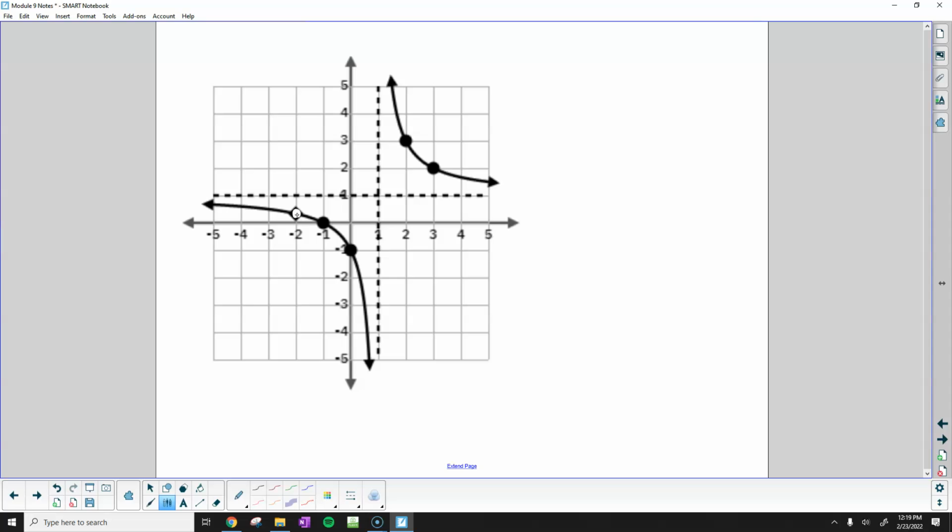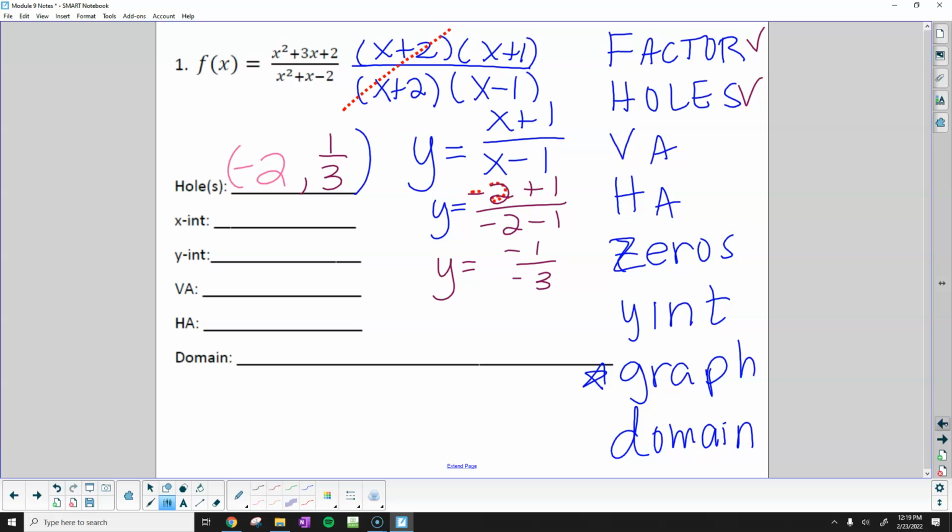So we can't have that as part of our input. Why can we not have that as part of our input? Because it would make the denominator 0. We plugged in negative 2 just to find out where it was on the graph, to find the y coordinate.